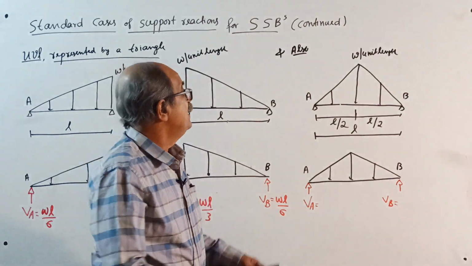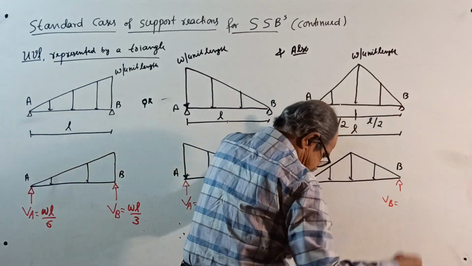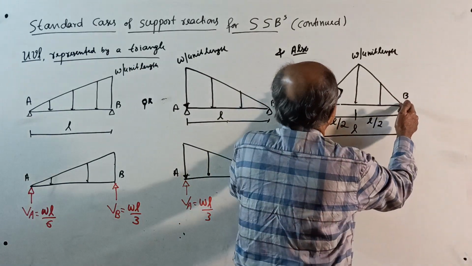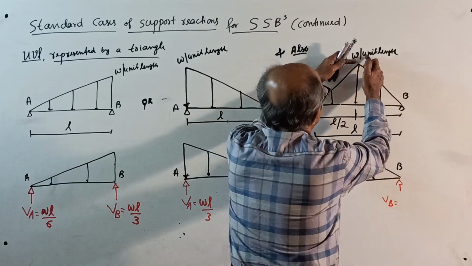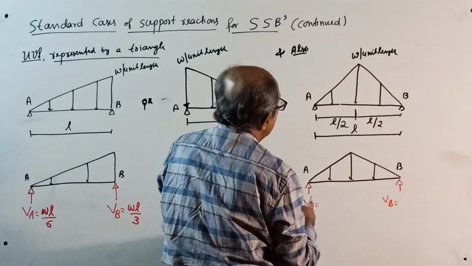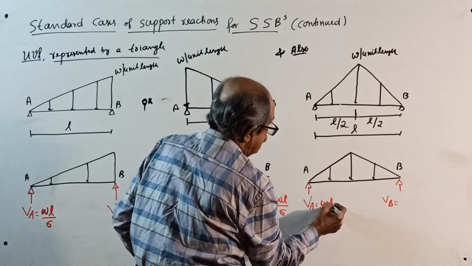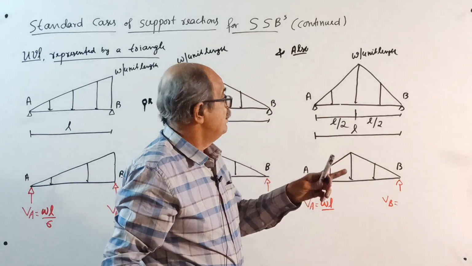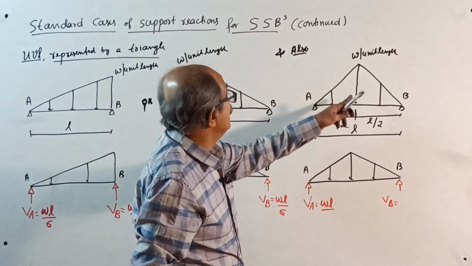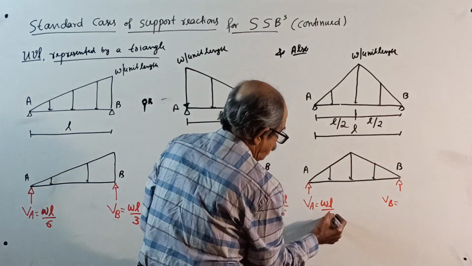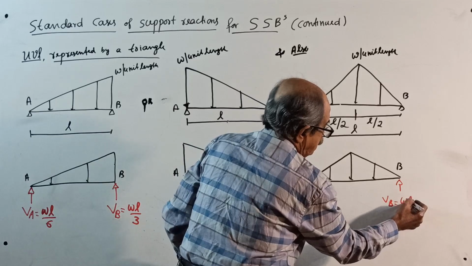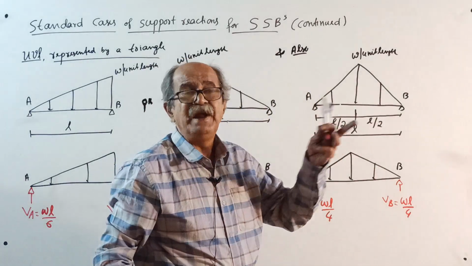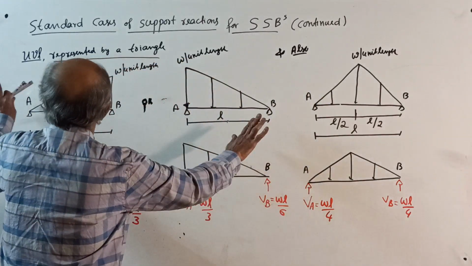Uniformly varying load, 0 intensity at the ends, both ends 0, and linearly increases to a maximum of W per unit length at the center. Now the reaction is, see, even I am writing the answer by seeing the loading, not by heart. WL by 4, WL by 4. Why 4? In the total load, half will be there, divided by 2. Okay, this is one round.